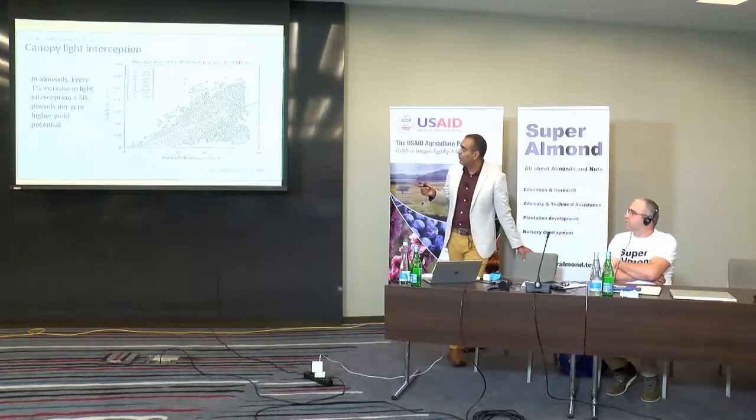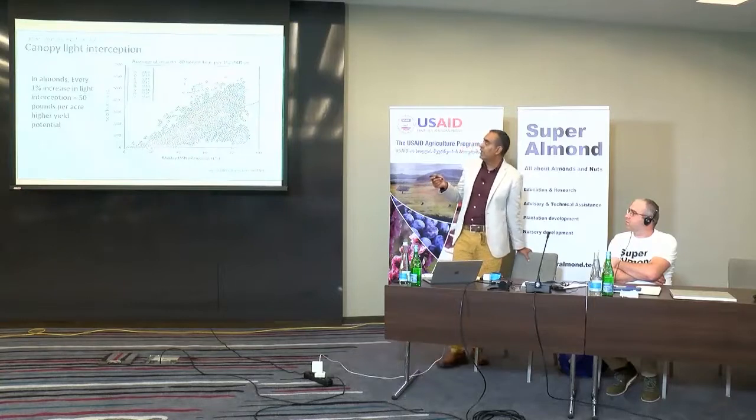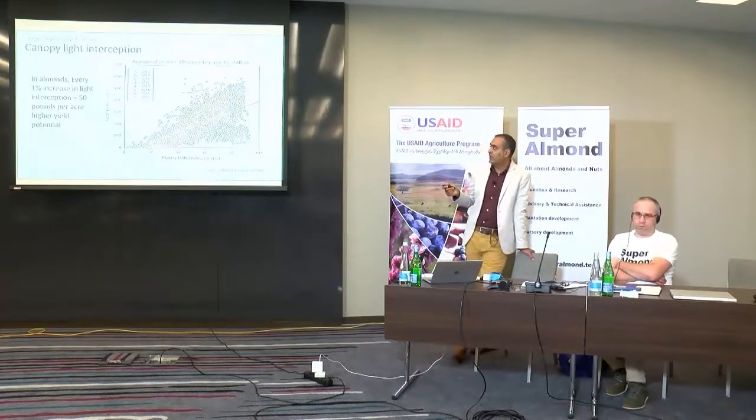Okay? So the crux of that research is basically that every 1% increase in light interception brings in an additional 56 kilograms per hectare higher yield potential, up to the 80% canopy light interception.